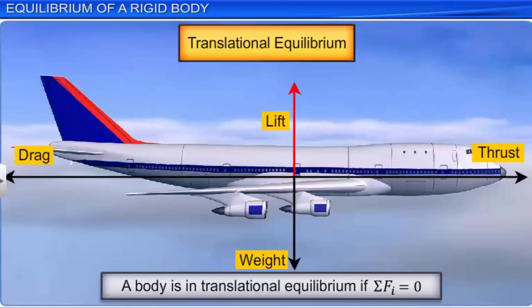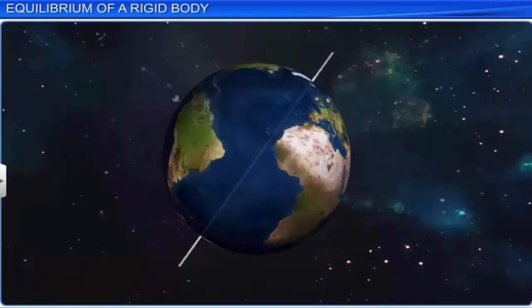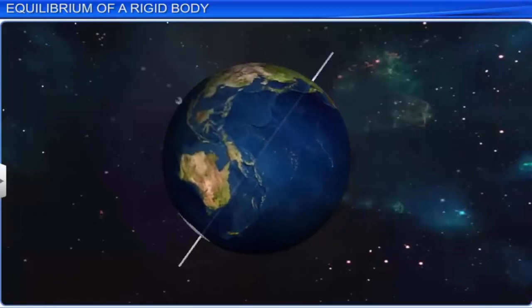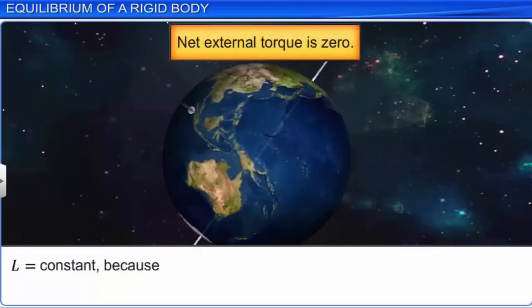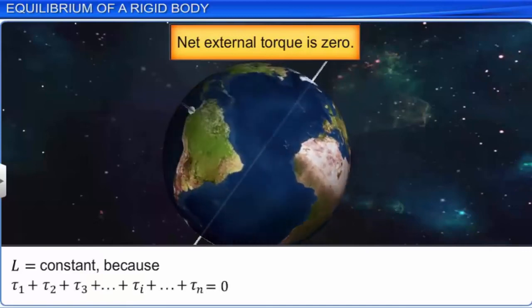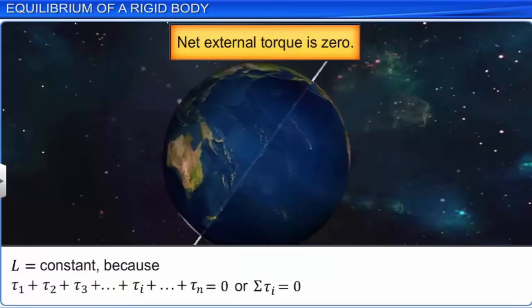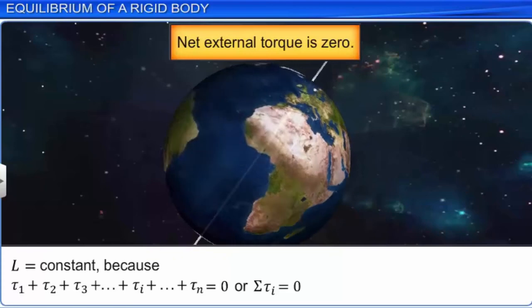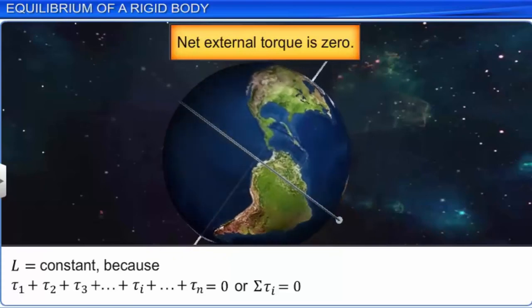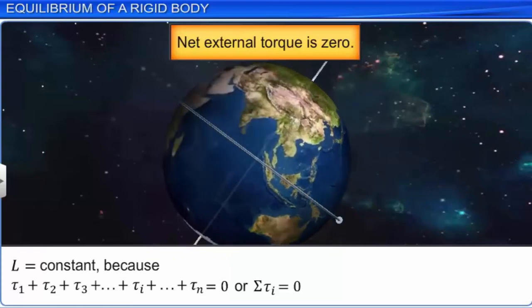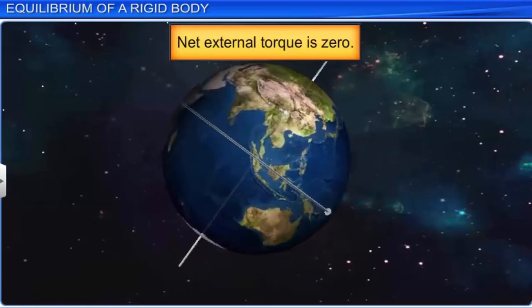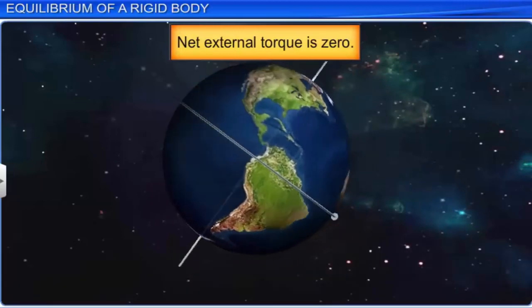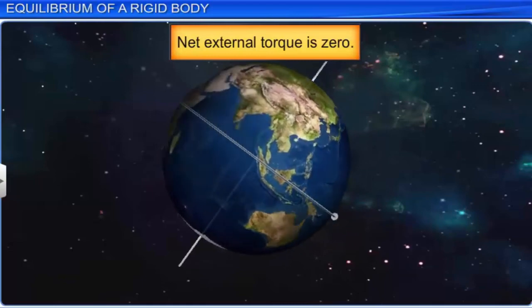Similarly, the angular momentum of the rotating Earth is constant because the net external torque acting on it is zero. We say that the Earth is in rotational equilibrium. This means if the vector sum of all the torques acting on a rigid body is equal to zero, then it is said to be in rotational equilibrium.